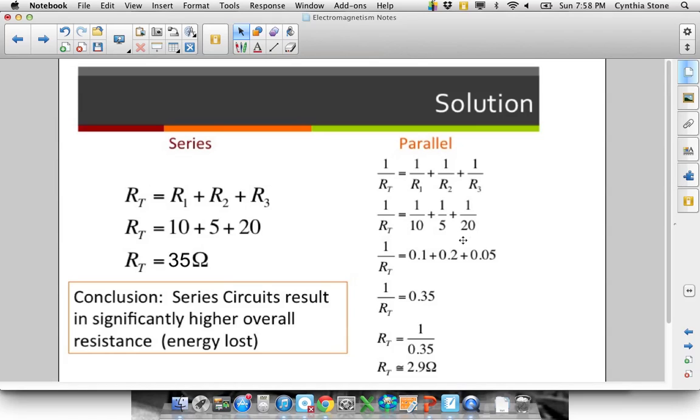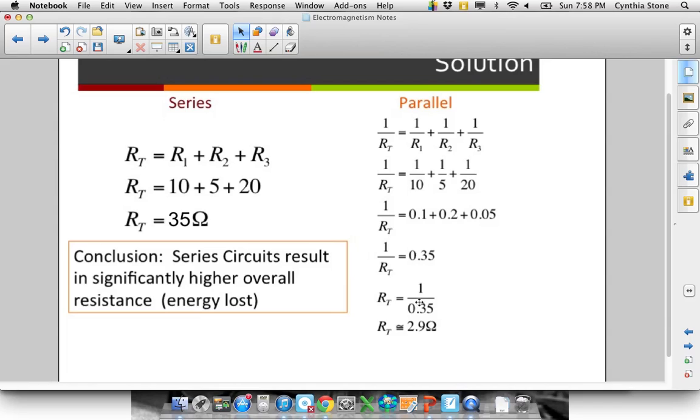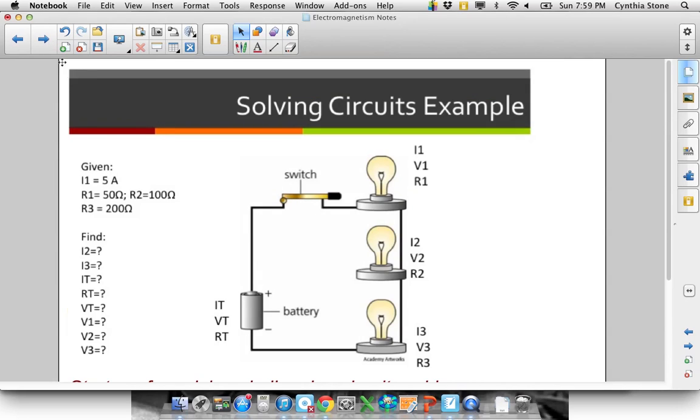But if you follow what I've done here, 1 over 10 is 0.1, 1 over 5 is 0.2, 1 over 20 is this. So 1 over RT is 0.35. Then you do 1 over 0.35 and find out that that's 2.9 ohms. And that's the total resistance, which means that a series circuit has higher overall resistance, which is not usually better, not often better. Okay.